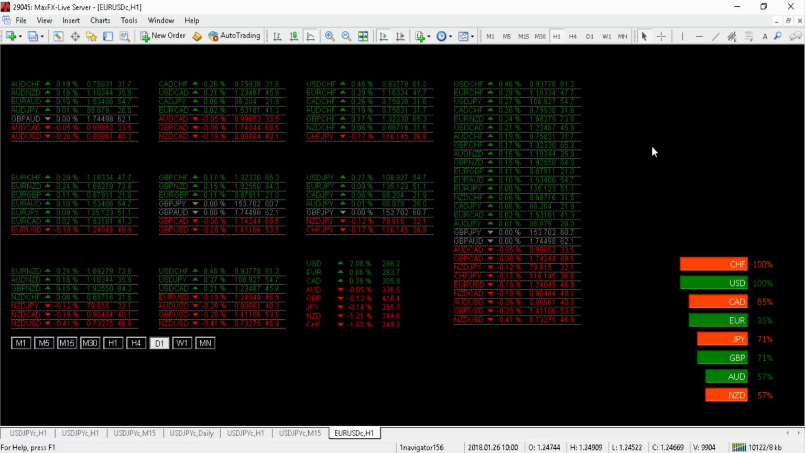Then we have the New Zealand dollar down by 1.21% and the Swiss franc losing 1.60%. The power strength gives us the Swiss franc 100% short and the US dollar 100% long. We have high percentages on the Canadian dollar and the euro also, respectively 85% short and 85% long. The best trades so far on the Forex market are US dollar Swiss franc up by 0.48% and New Zealand dollar US dollar losing 0.42%.